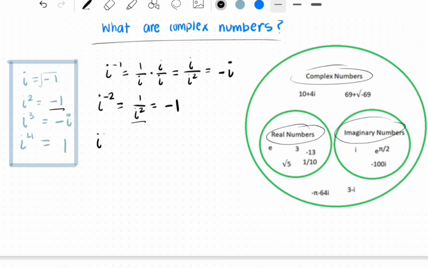Next, we have i to the power of -3. This can also be written as 1 over i to the power of 3. And you can multiply this by i over i. We get i at the top, and we get i to the power of 4 at the bottom. We know that i to the power of 4 from over here is 1. So i over 1 is just i.